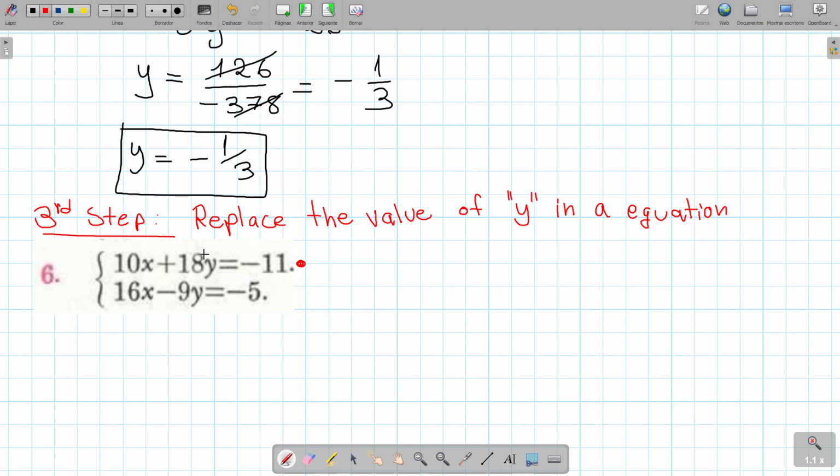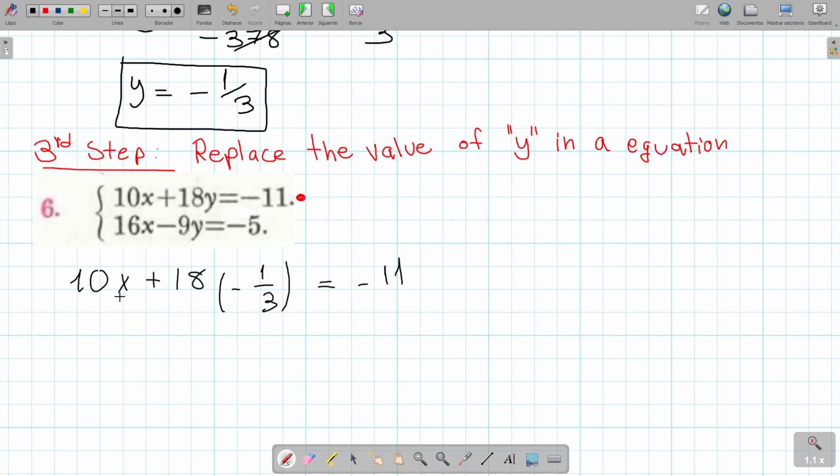I will replace in the first equation, as I said before, so I have 10x plus 18y. Instead of y, I have to write minus 1 over 3 equals minus 11. So now we can simplify this. It will become 6, and 10x plus 6 times minus 1, it will be minus 6 equals minus 11.